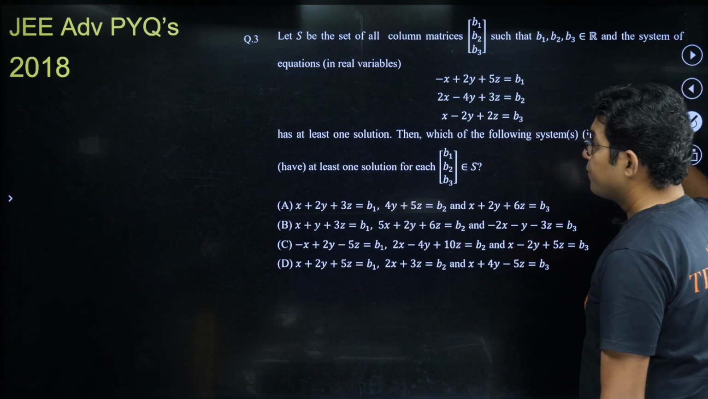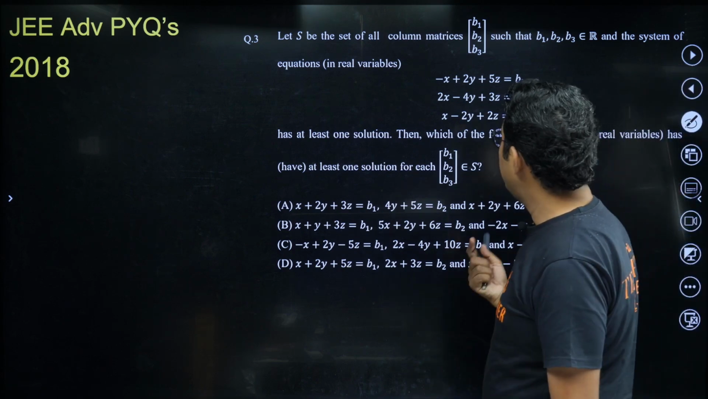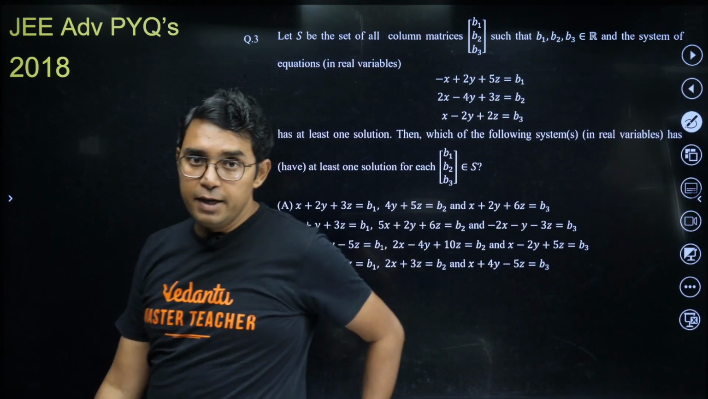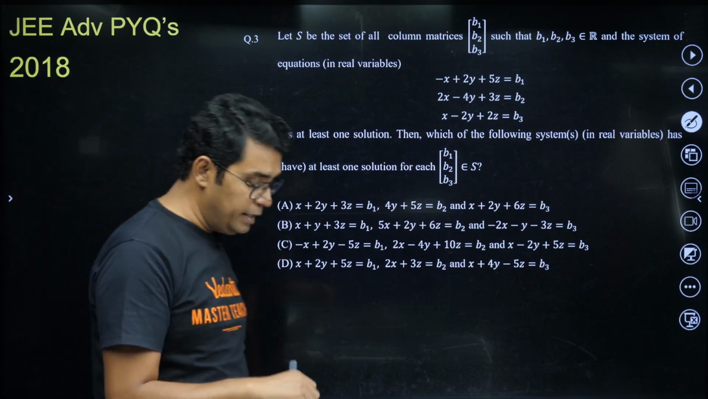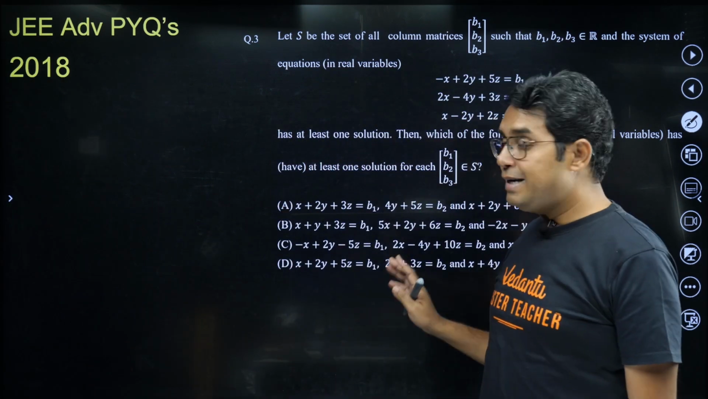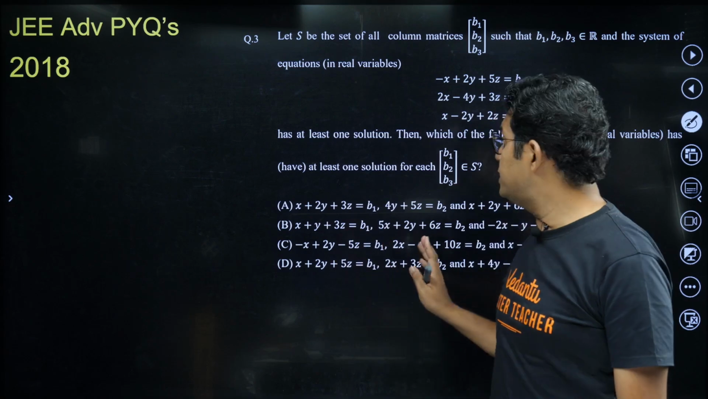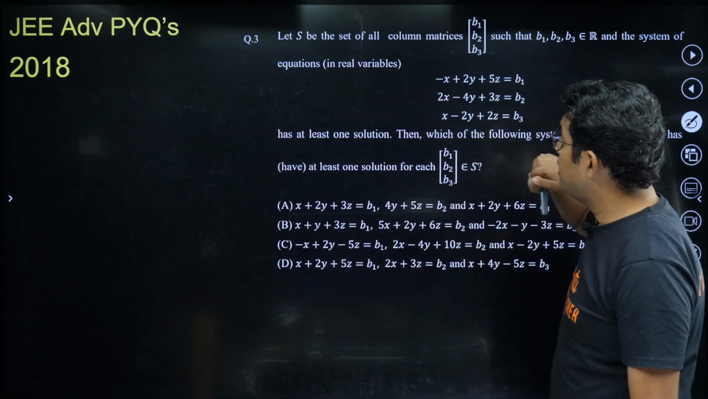Now I will take a few questions from previous years. My first question is from 2018, and that was supposed to be a decent question. It was not an easy question that year. So please see what they are giving us.